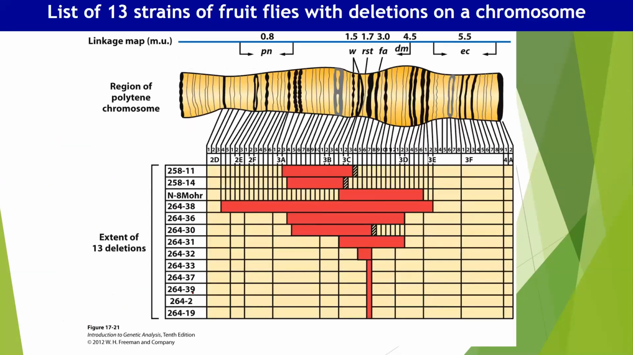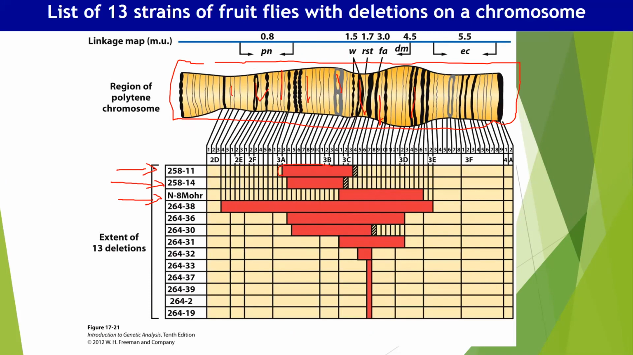So for example, this is a fruit fly Drosophila example. This is a specific chromosome, and on this region there are a lot of genes. If you see the dark band, that probably represents different genes. And we introduced 13 different lines, so different mutant lines. Each line involves a specific deletion.